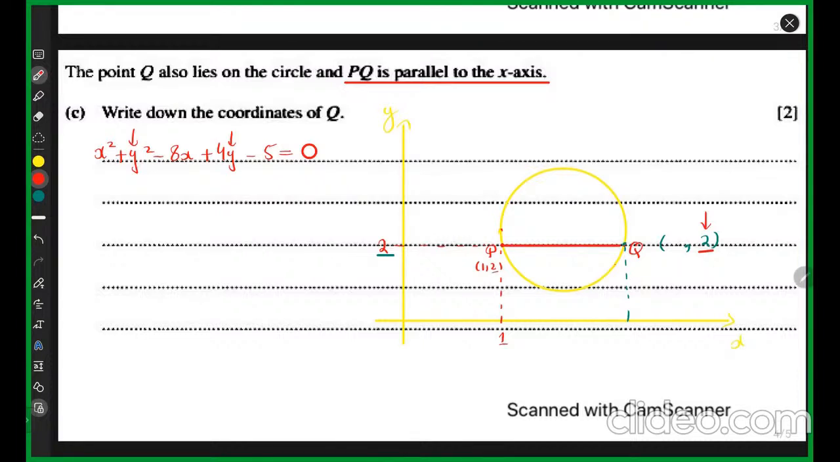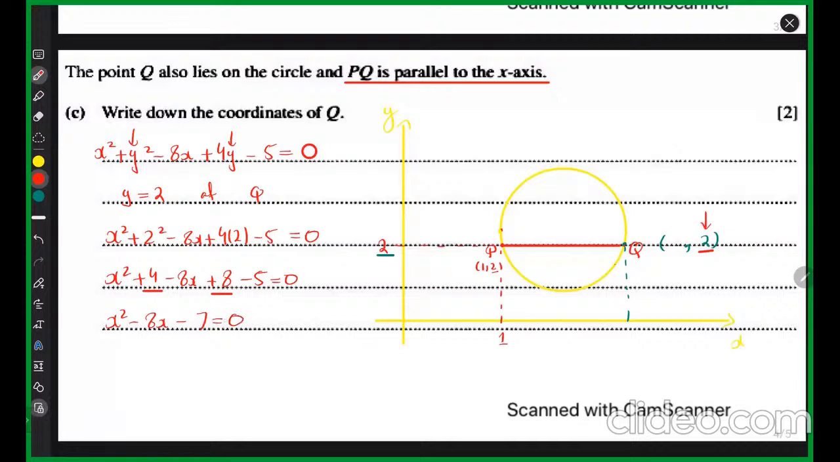Let's simplify this and then you'll get the idea. We know that y is equal to 2 at Q. So it would become x squared plus 2 squared minus 8x plus 4 into 2 minus 5 equals 0. X squared plus 4 minus 8x plus 8 minus 5 equals 0. X squared minus 8x, and plus 4 and plus 8 is basically 12. Minus 5 would make it minus 7 equals 0.